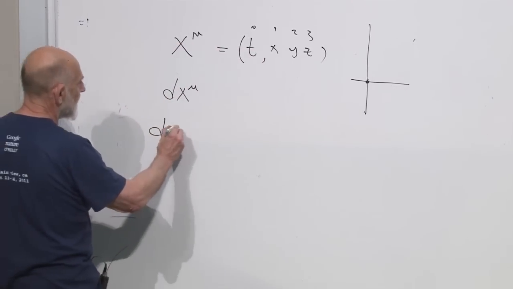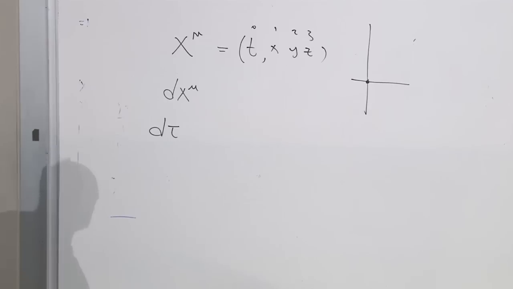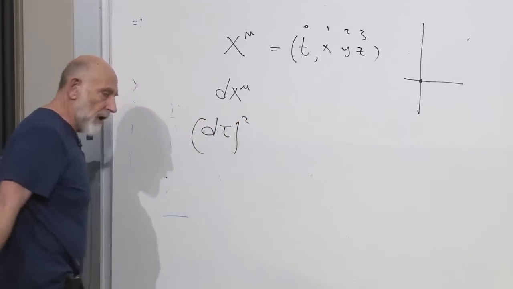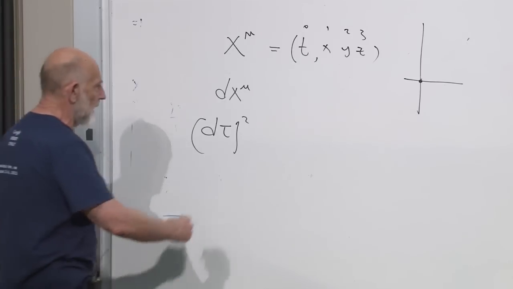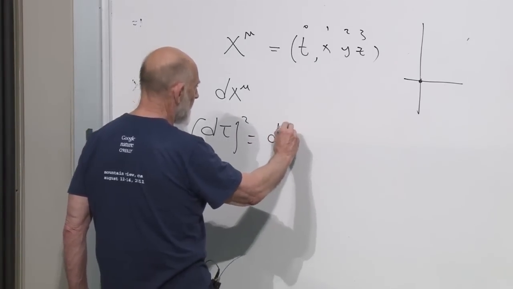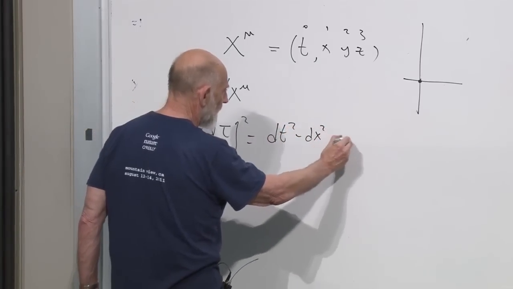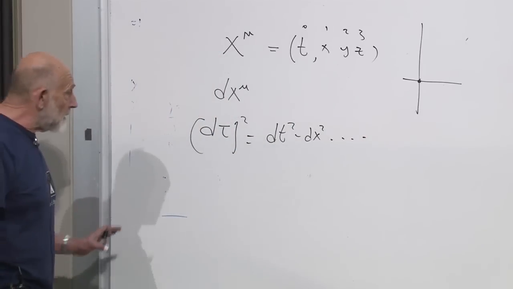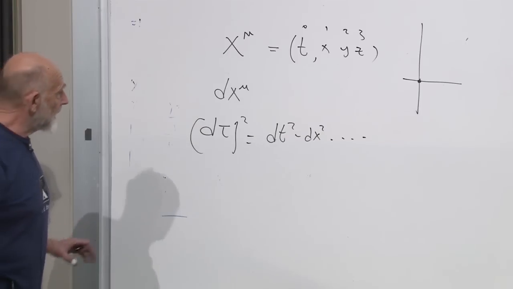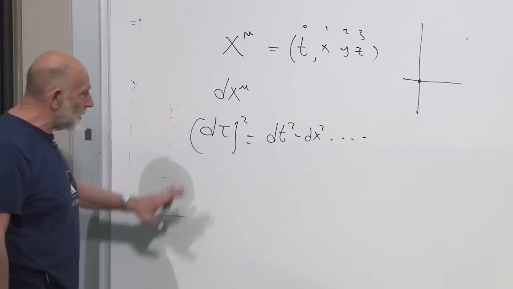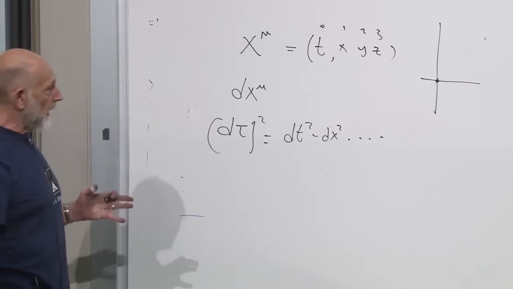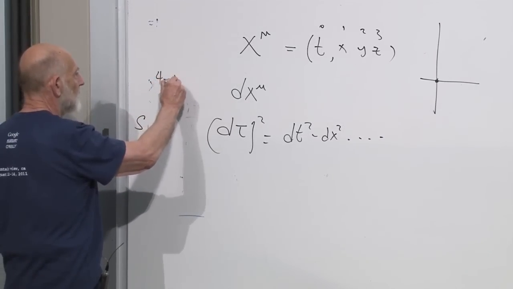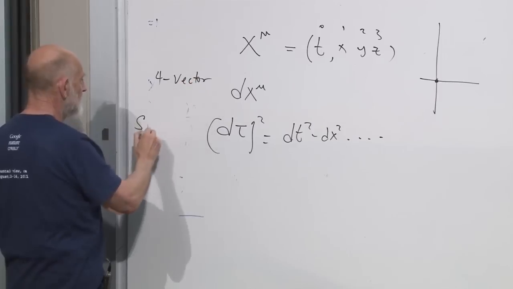Out of a displacement, we can construct a proper time, d tau squared, and you know what that is. That's dt squared minus dx squared minus dy squared minus dz squared. And that has the property that it is the same in every reference frame. It doesn't have components. It only has one component, one value, and it's a scalar. So let's call it a scalar. This is a 4-vector, scalar.